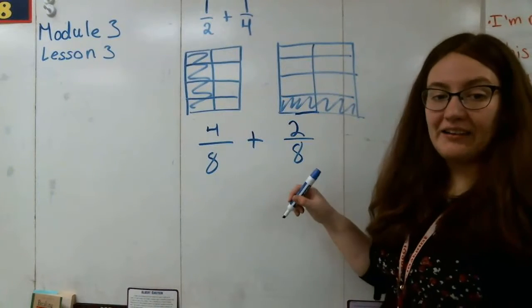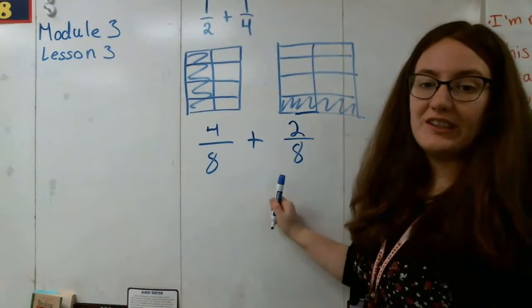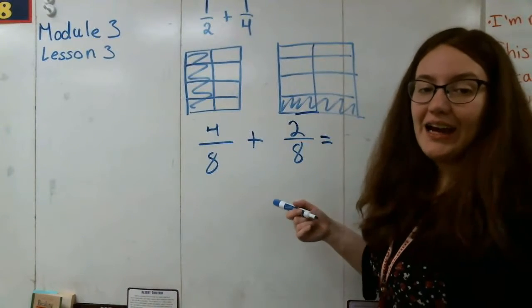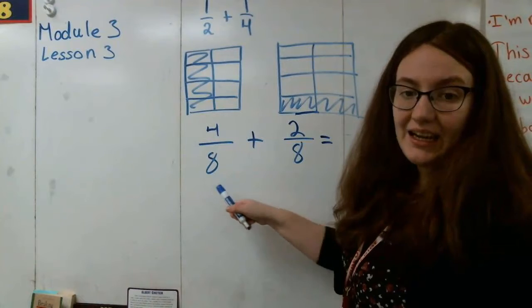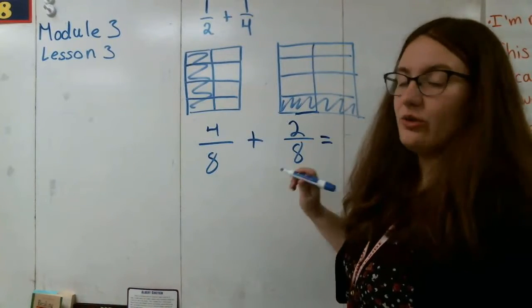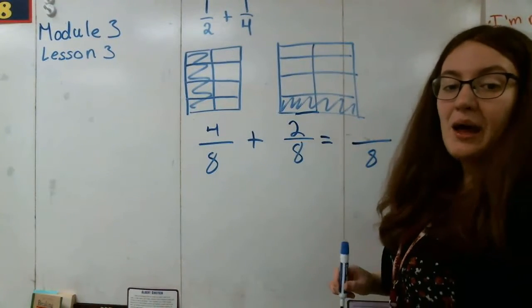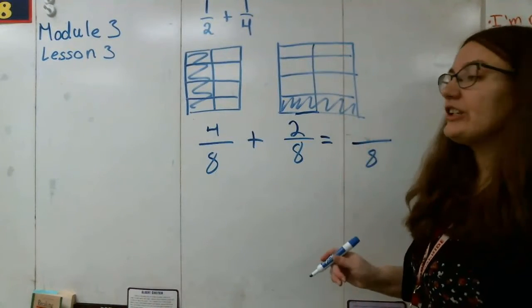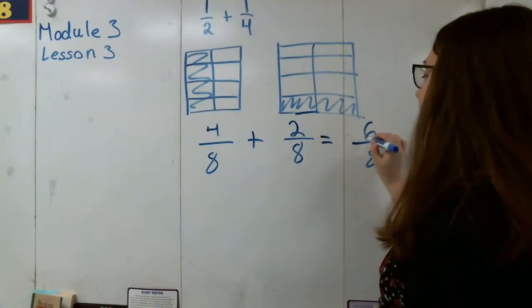So what I have now is common denominators. They both equal the same thing. Because they both equal the same thing, I can now add them together. Remember, when we are adding fractions, we're not just adding the denominators, so I don't add those. I know that my denominator is going to be 8. My numerator, though, the number on top of my fraction, is going to change. That's going to be 4 plus 2, and that equals 6.